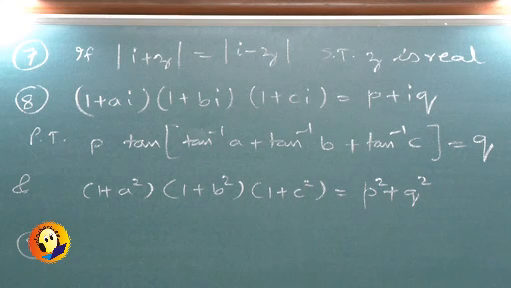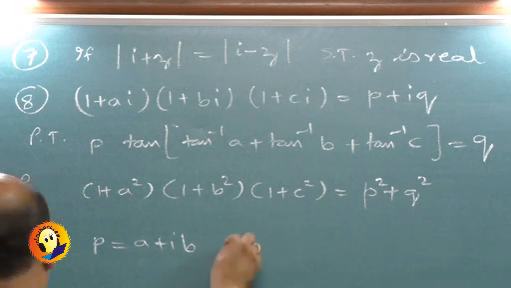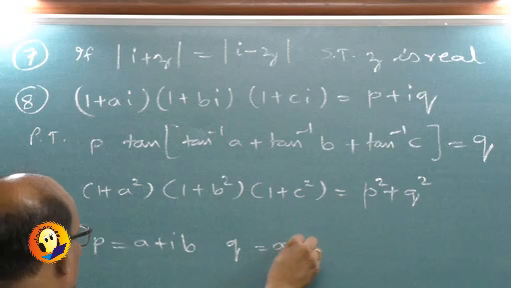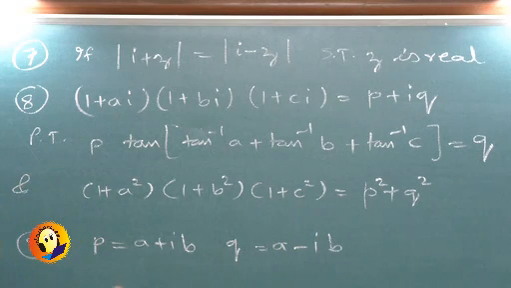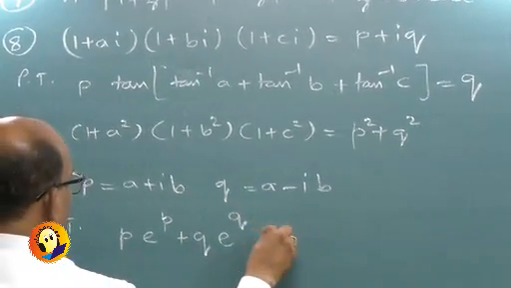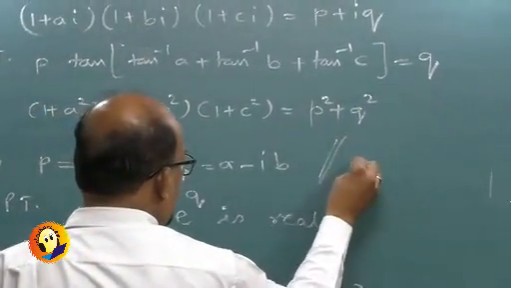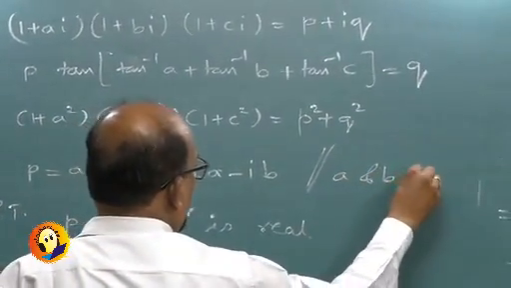Nine. p is equal to a plus ib and q is equal to a minus ib. Prove that p e raised to p plus q e raised to q is real. Of course, given that a and b are real.